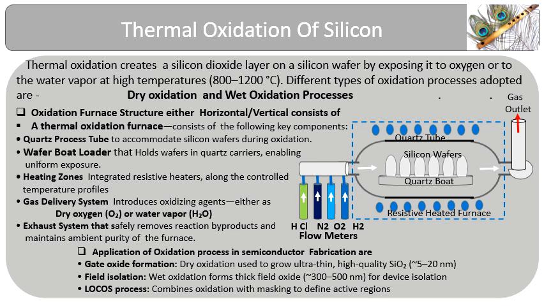The quartz tube is surrounded by heating zones, created by resistive heaters. These heaters are precisely controlled to maintain the high temperatures required for oxide growth, which typically ranges between 800 to 1200 degrees Celsius. The gas delivery system introduces the oxidizing agents. For dry oxidation, pure oxygen is supplied. For wet oxidation, water vapor is introduced. Some of the popular applications of the oxidation process are: dry oxidation is used to grow ultra-thin gate oxide, wet oxidation is used to grow thick field oxide.